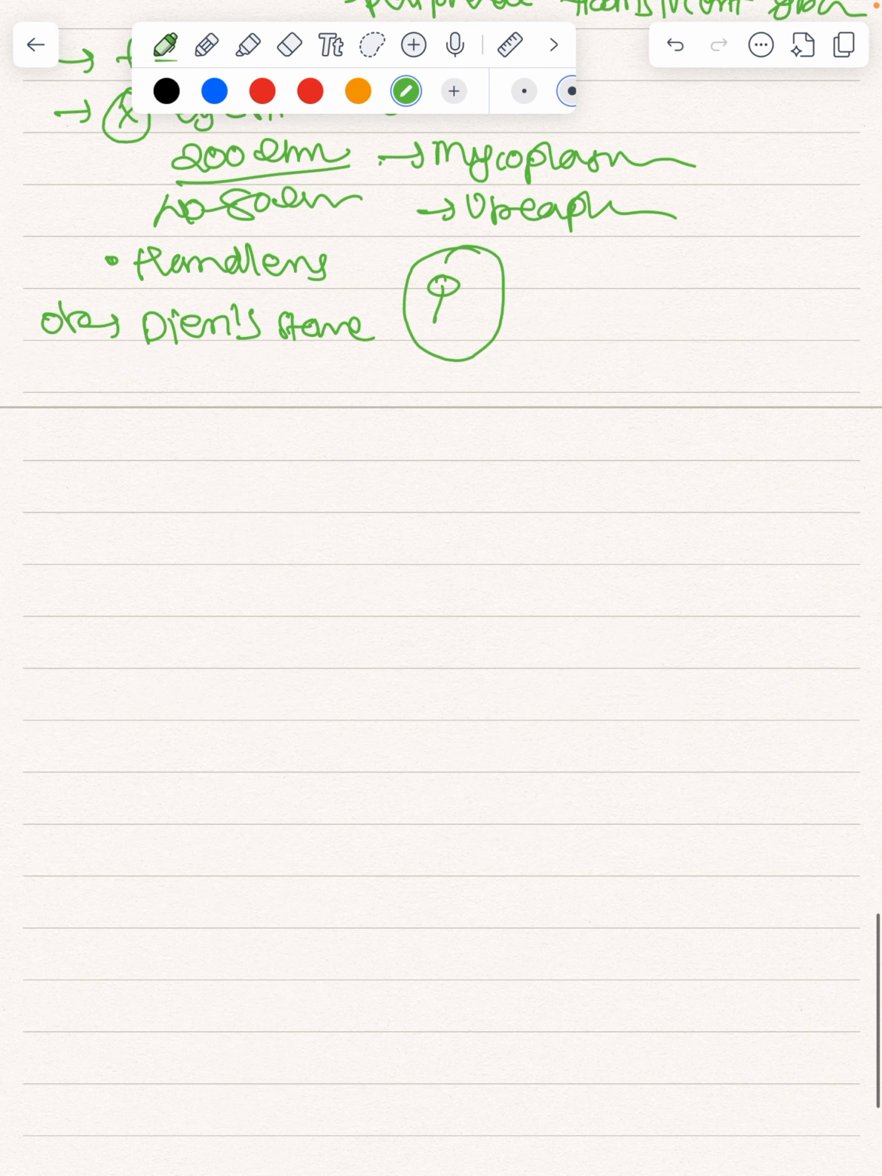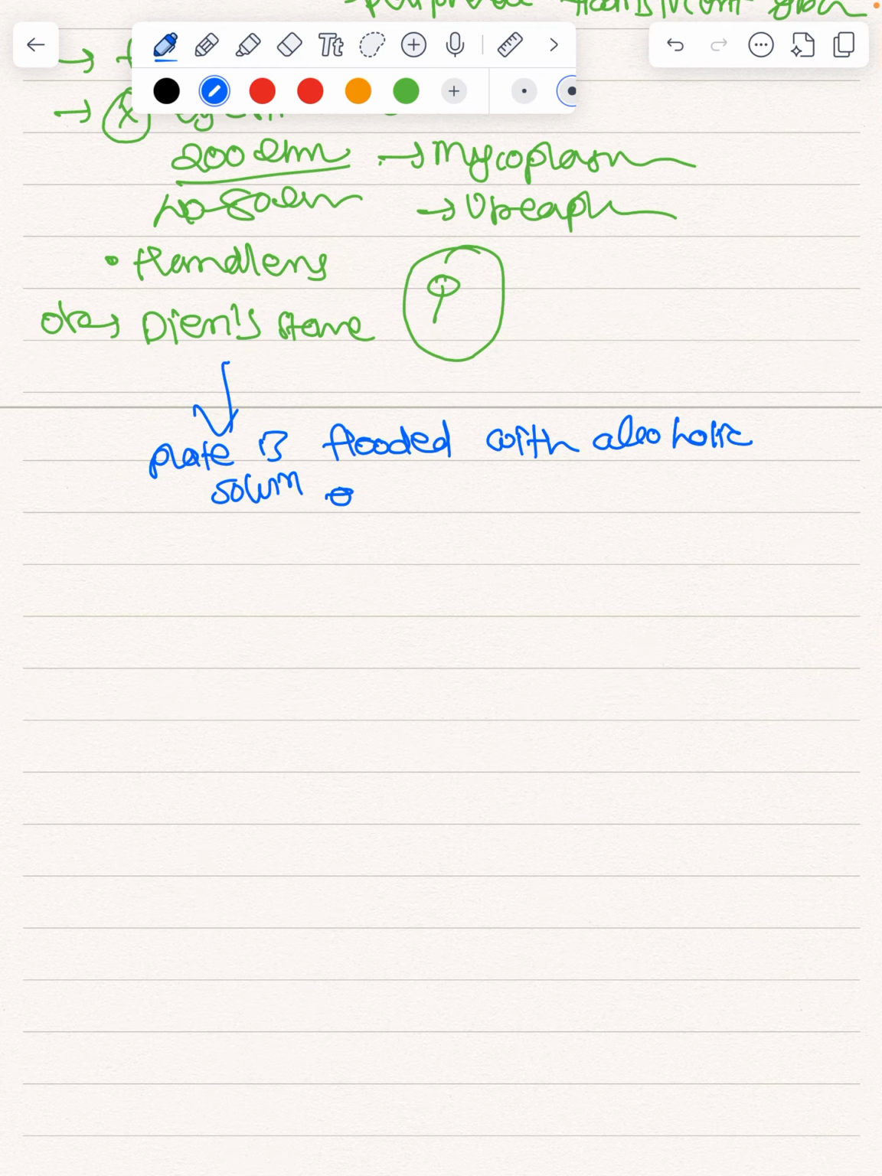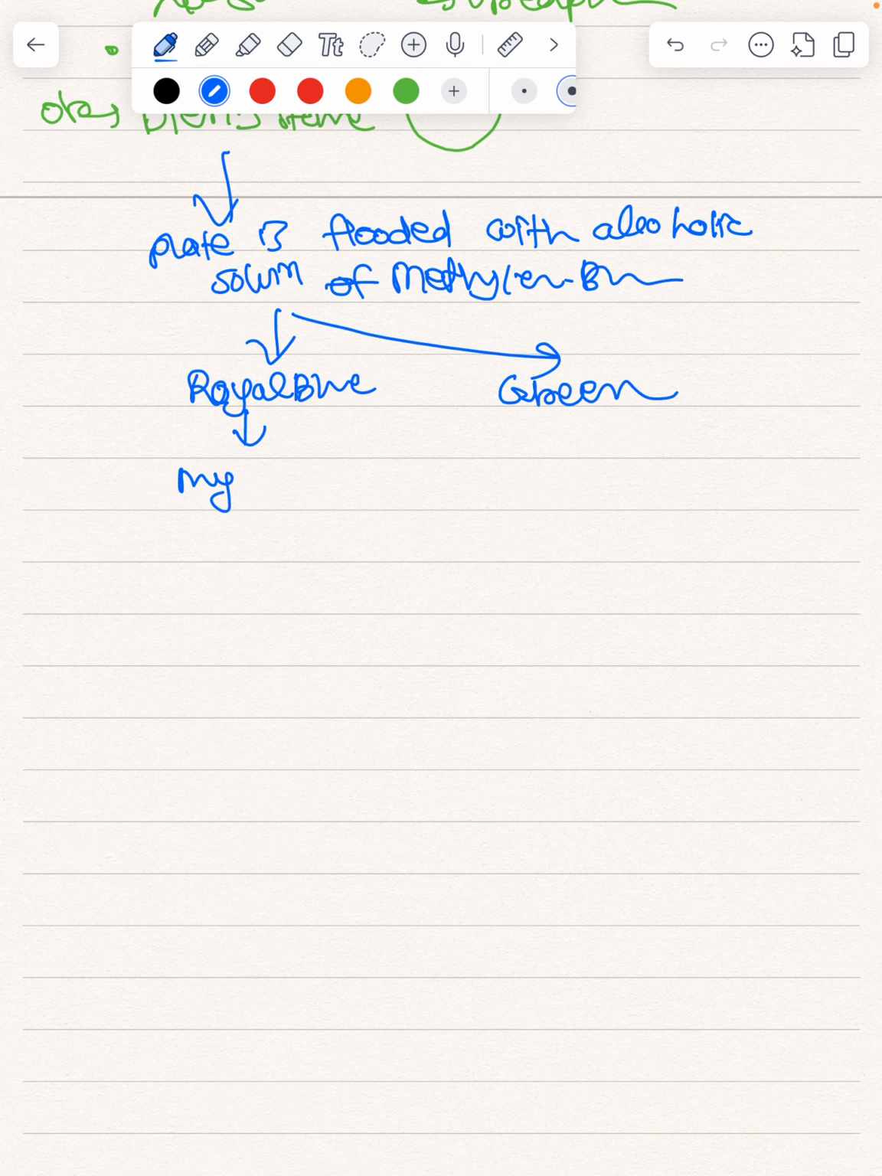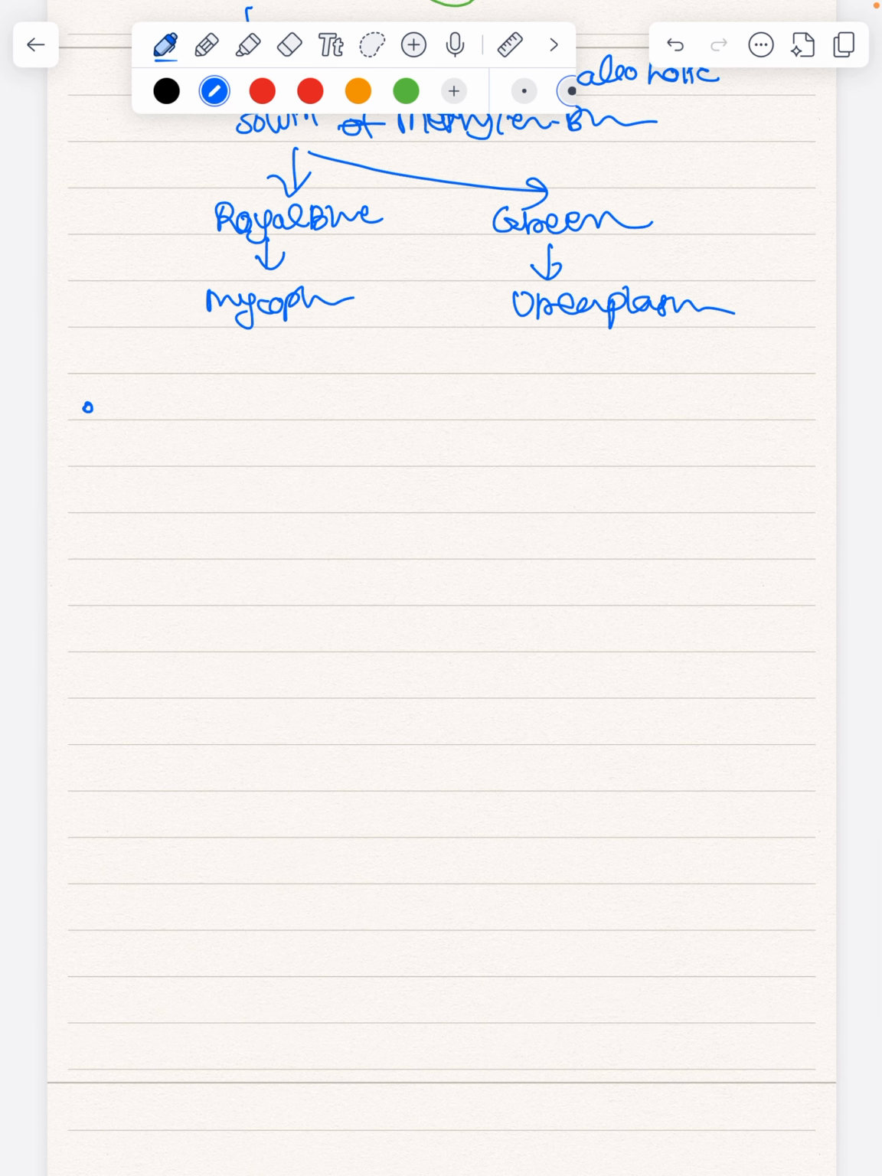So what is happening in the Dienes staining? The plate is flooded with an alcoholic solution of methylene blue. Then there will be either a royal blue color or a green color. If you see the royal blue color, then it is definitely your Mycoplasma pneumoniae, but Ureaplasma will have the green color.